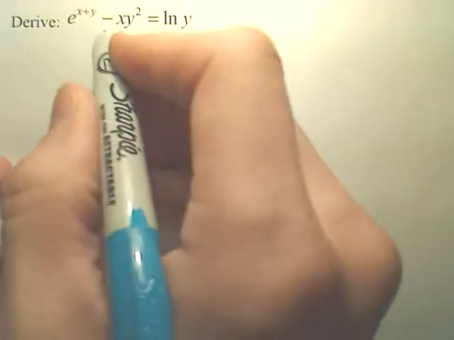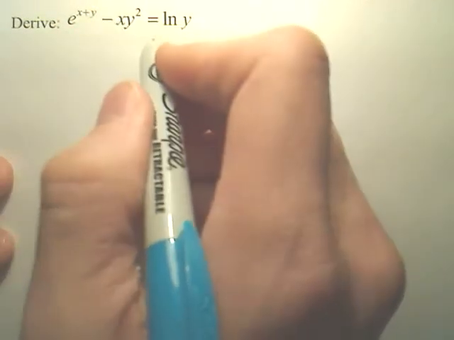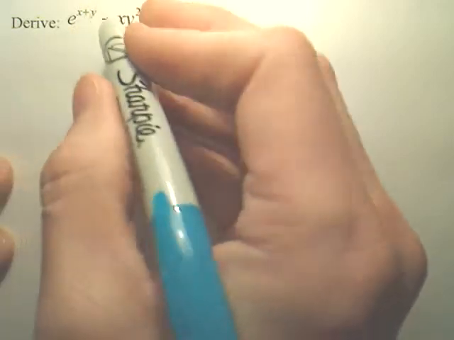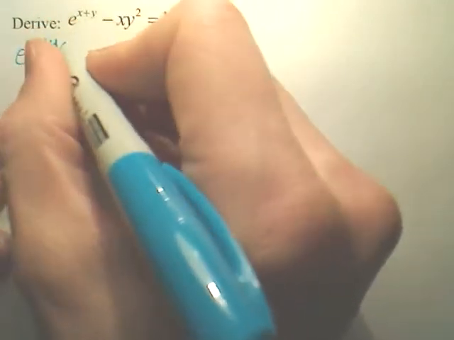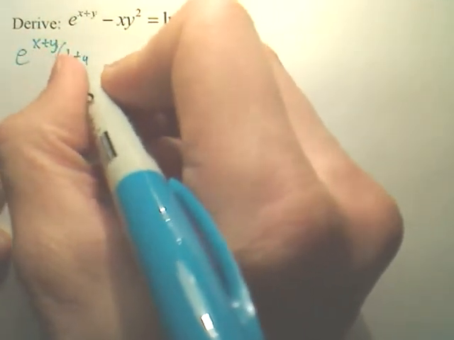All right, if we want to derive this implicitly, let's derive each piece where they're at. So e to the x is this e to the u prime. So this is going to be e to the x plus y, and you derive the top, which would be 1 plus y prime.